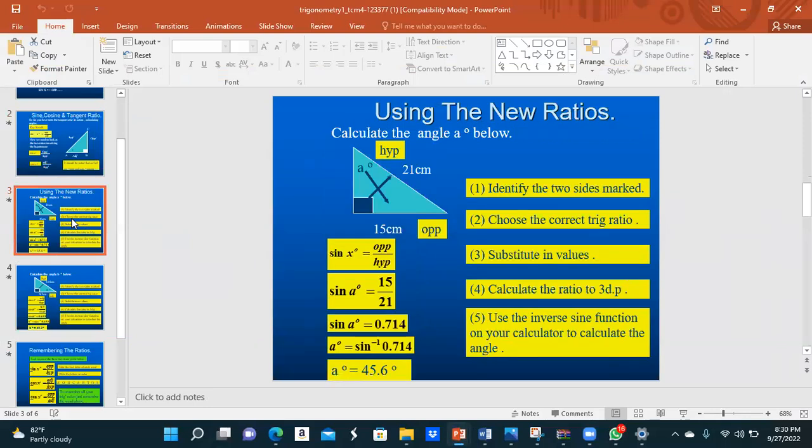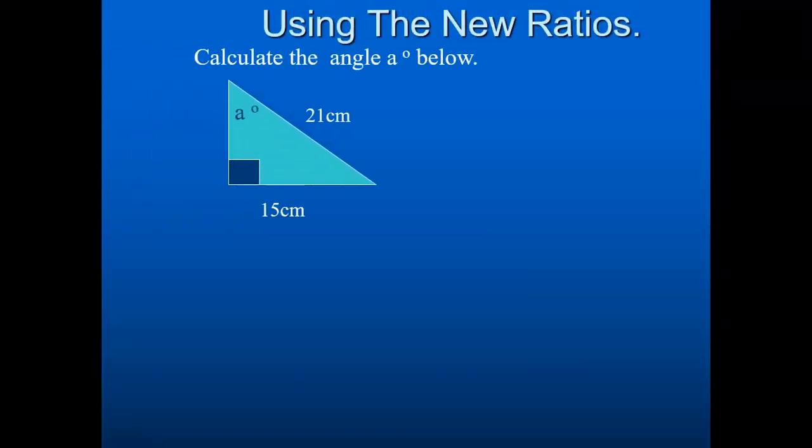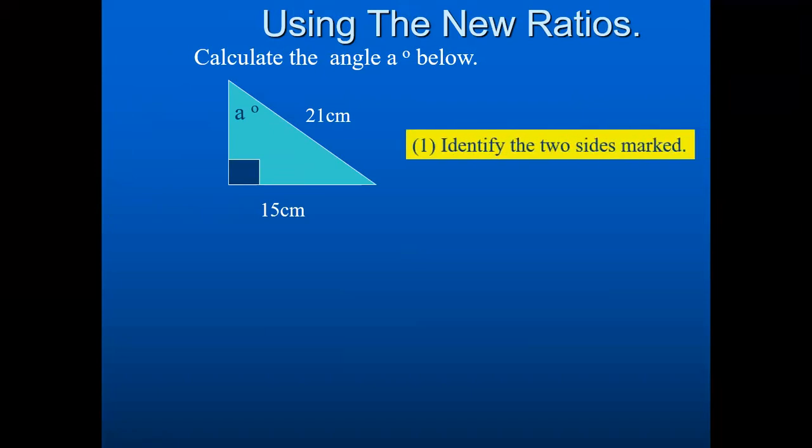Okay, so everybody can see my screen. Yes, sir. Okay, so look at this one. Then we'll go through that. So using trig ratios, here they say to calculate angle A. For you to find angle A, the first thing you do is to identify the two sides. Everybody see that? So we are going to identify the two sides.